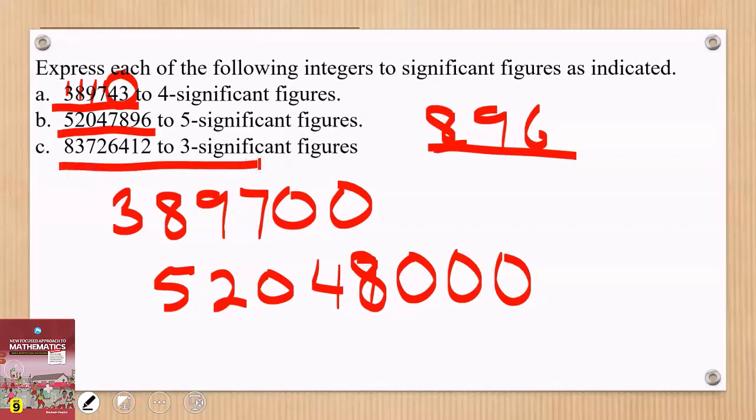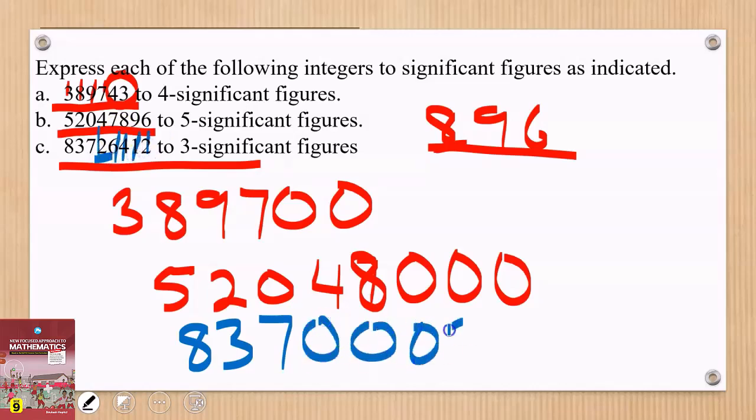Okay, let's look at the last one. I'm sure you can pause the video and even try your hand on this. The last one, we have to round to 3 significant figures. So we take the first 3 numbers, which are 8, 3, 7. The immediate number that follows 837 is 2. Now 2 is less than 5, so we can't round it up. And so we leave our answer this way, and the remaining digits, we put them to zeros. So we have 1, 2, 3, 4, 5 numbers. And so this is how we can round this number to 3 significant figures.